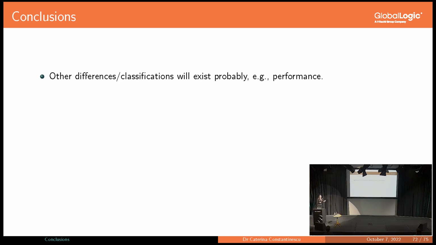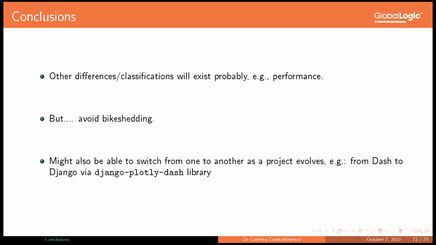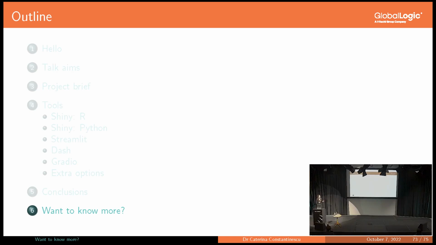Other classifications will exist, but for lack of time, I'm not going to talk about any of that, and it also probably depends massively. You should also avoid bike shedding and agonizing too much about the fine details of what to choose, what not to choose, especially since you're not necessarily going to be stuck with a particular framework until the bitter end. There are solutions that allow you, for example, to embed a Dash app you already have in a wider Django project with a library like Django Plotly Dash.